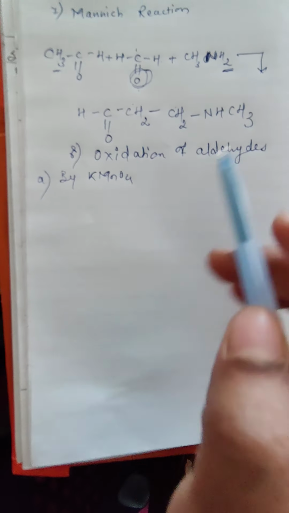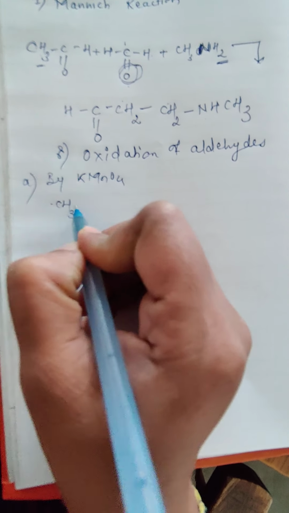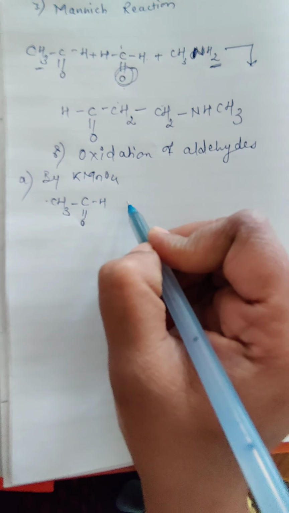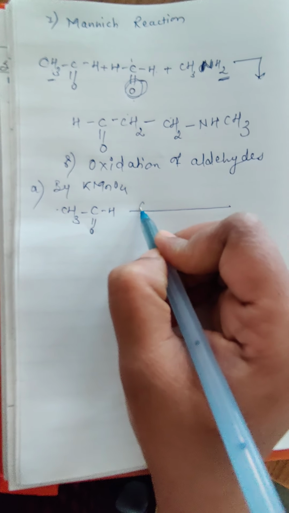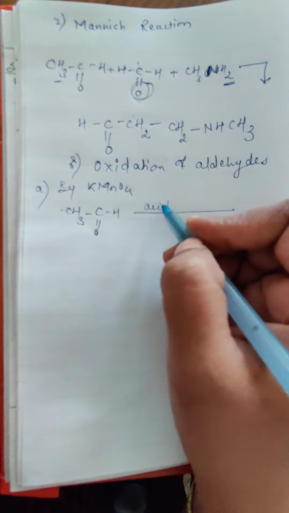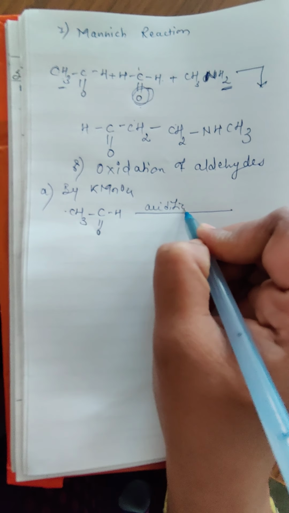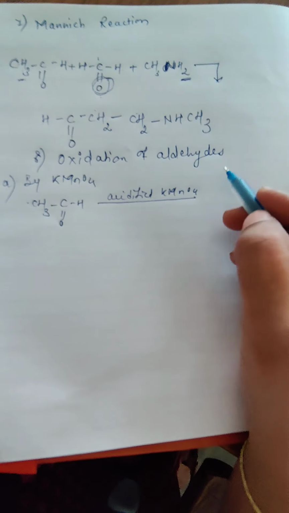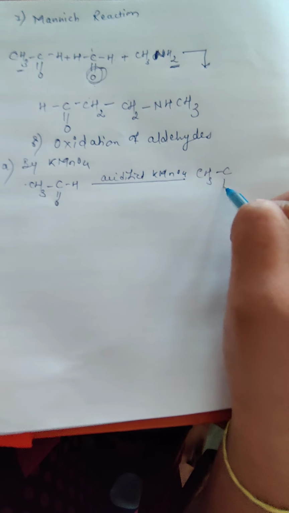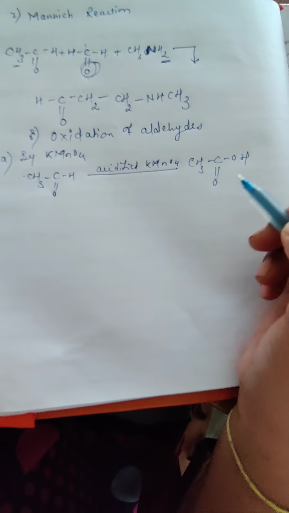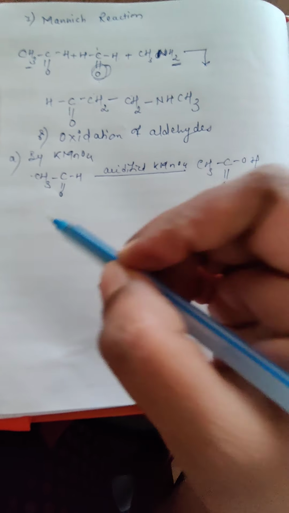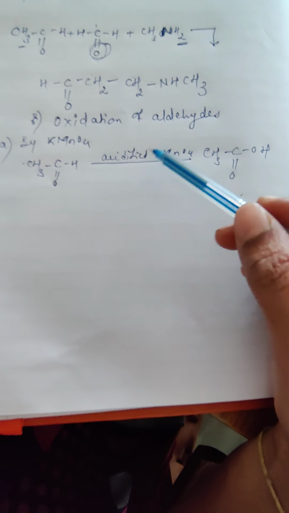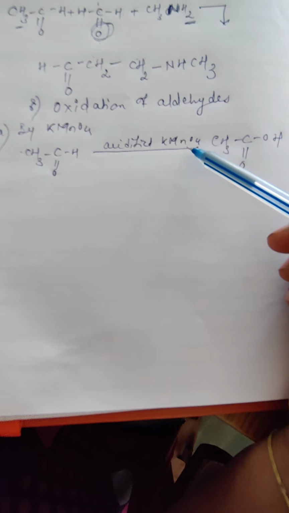It is a simple oxidation reaction. So addition of oxygen takes place here. So we are taking acetaldehyde, and it reacts with acidified KMnO4, and simply one oxygen gets added here and oxidation takes place to form acetic acid. Okay, so the aldehyde gets converted to acid by using the oxidizing agent acidified KMnO4.